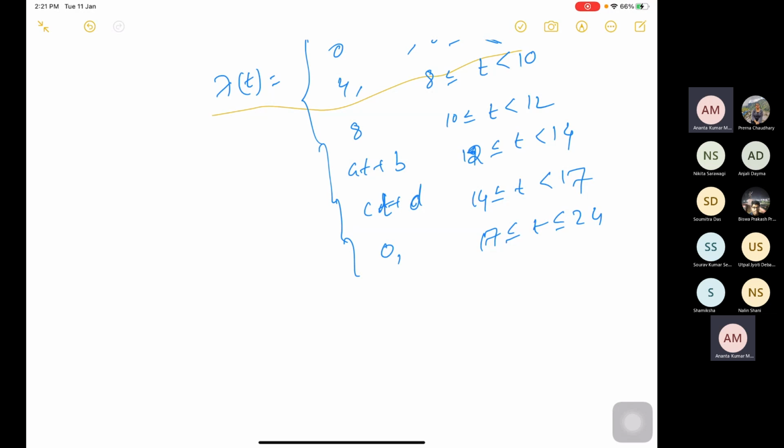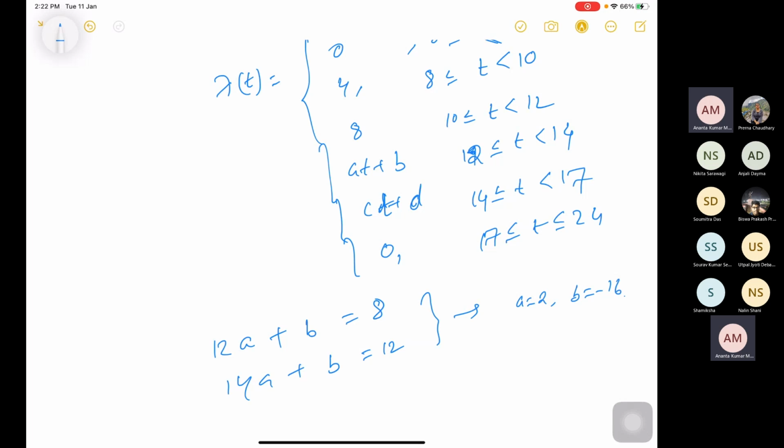Because it is given to you that at 12 it is 8, no, and then at 14 it is basically 12. So that means I have 12a plus b, because if you put t equal to 12, in that time it is 8, and then whenever it is 14 it steadily increases to 12. That means I have 14a plus b, so this should be equal to 12. Is it not? So now if you solve these two equations, what do you have? You see that a is 2, b is 16.